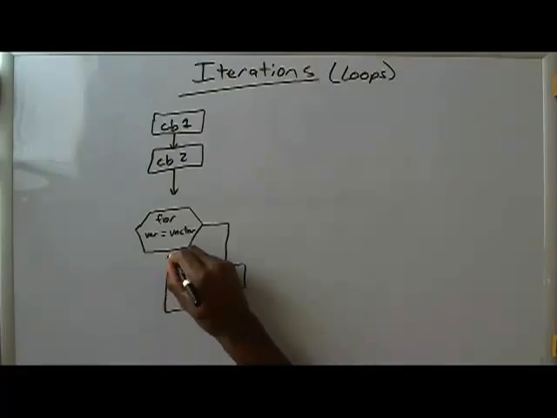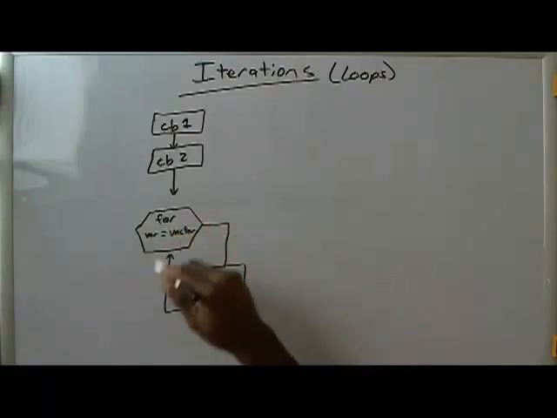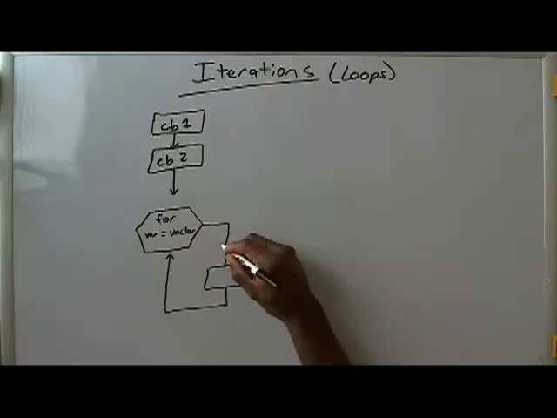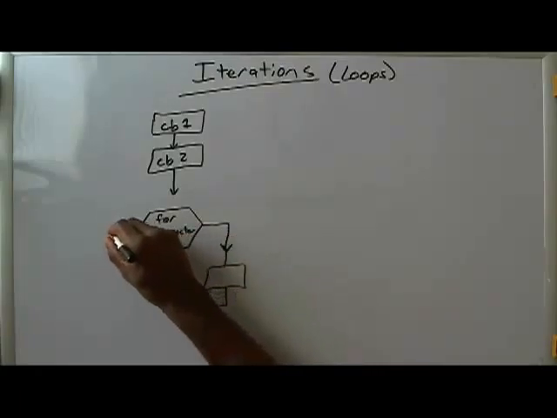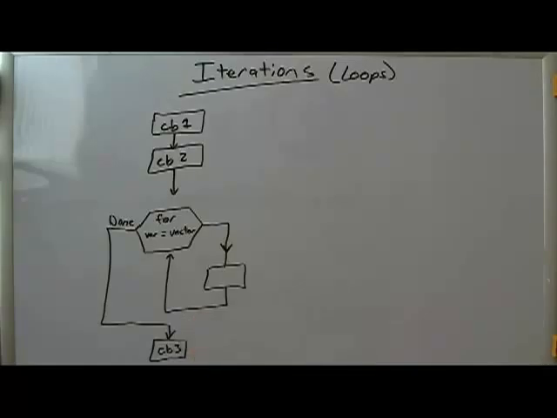When you finish executing that code block, you go back up here to the for loop, and if you're not done, you continue to go through here. Once you're done, and I'll explain what that means in a second, you exit the loop, what we call exiting the loop, and continue executing whatever blocks of code you're going to do after the loop.